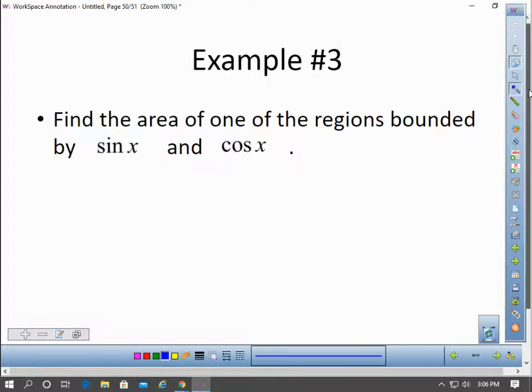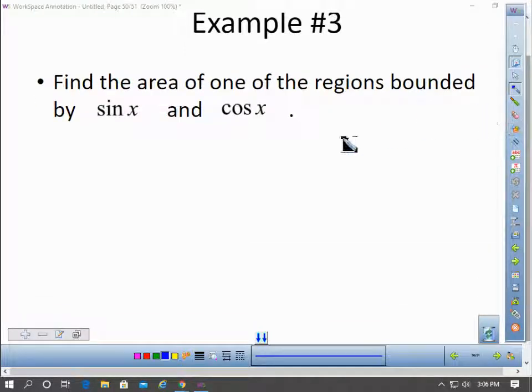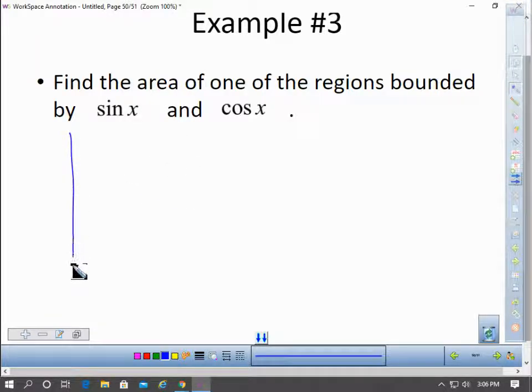All right, the next one says, find the area of one of the regions bounded by these two curves. All right, so let's sketch out what this would look like. Well, we know sine looks like this, right?